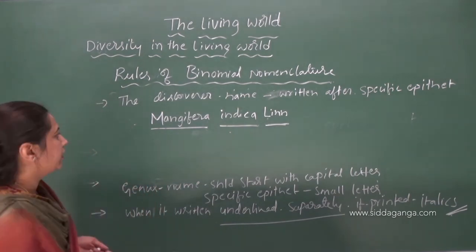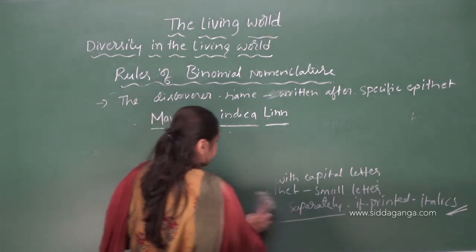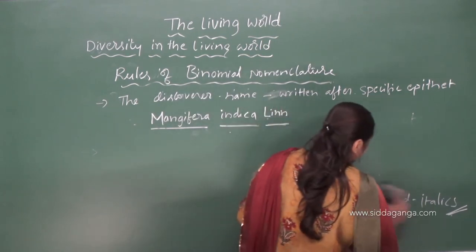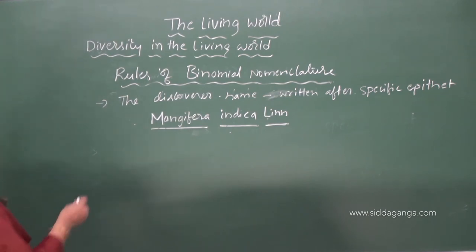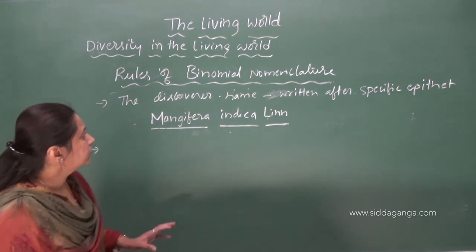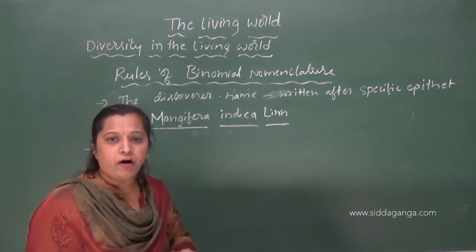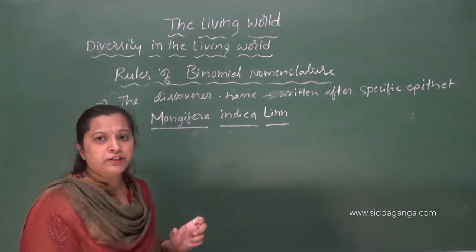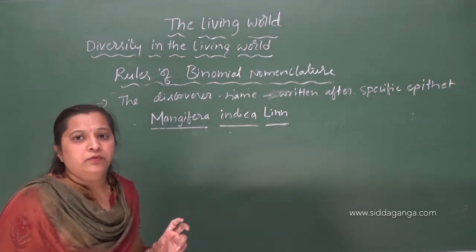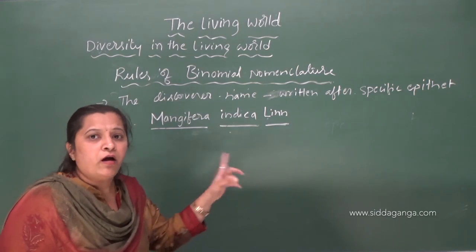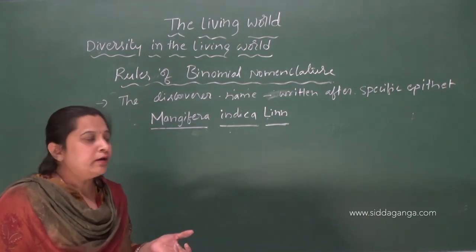We will come to know what binomial nomenclature is, who proposed it, and the rules of binomial nomenclature are very, very important for the exam. Sometimes the binomial nomenclature is extended to a trinomial nomenclature. In trinomial nomenclature, the subspecies name is written after the species name. So the subspecies name is written after the species name, and that is called trinomial nomenclature.